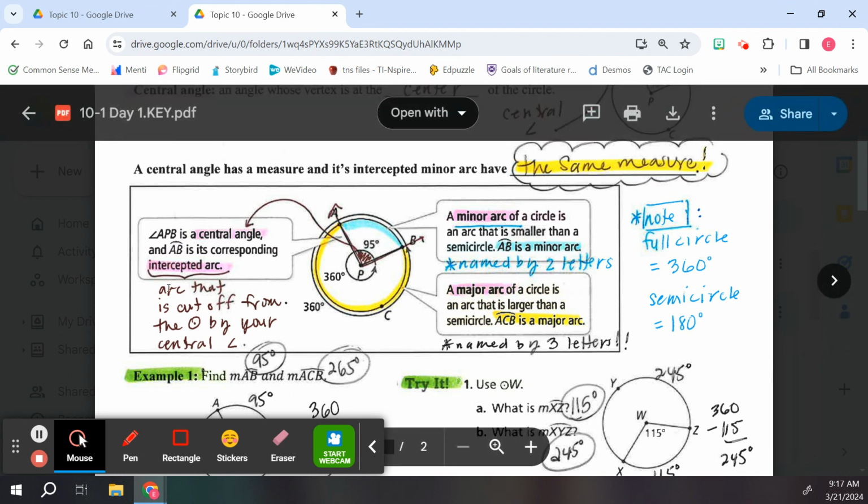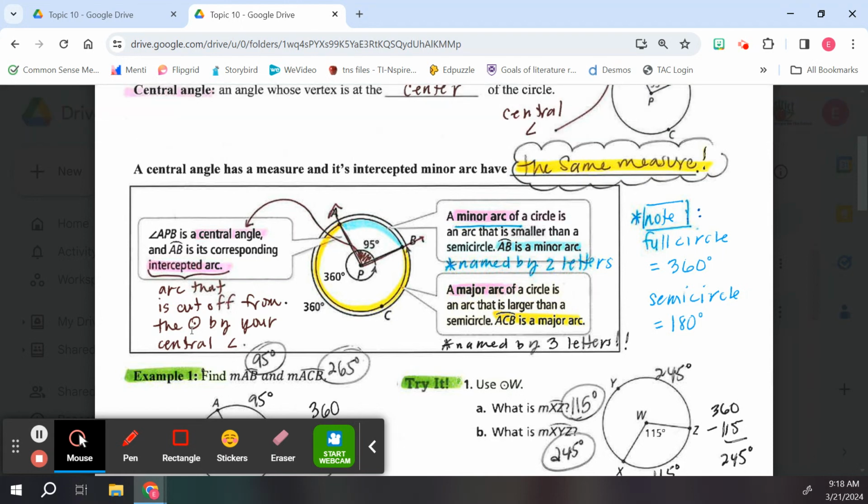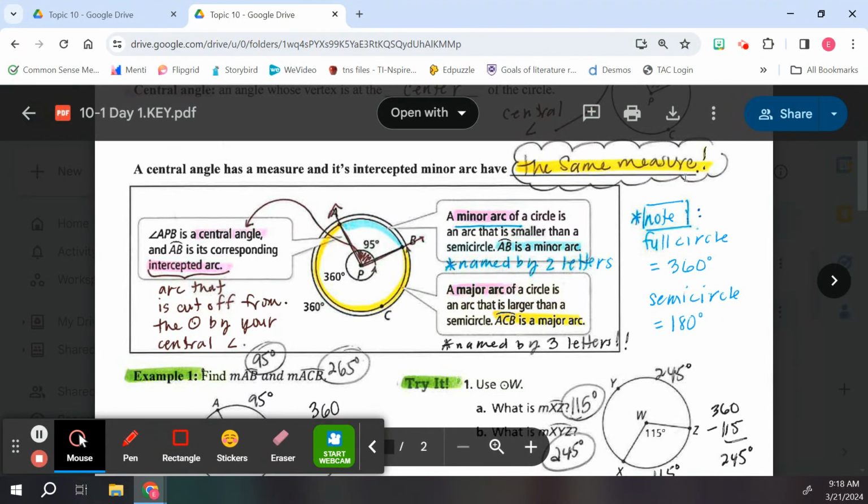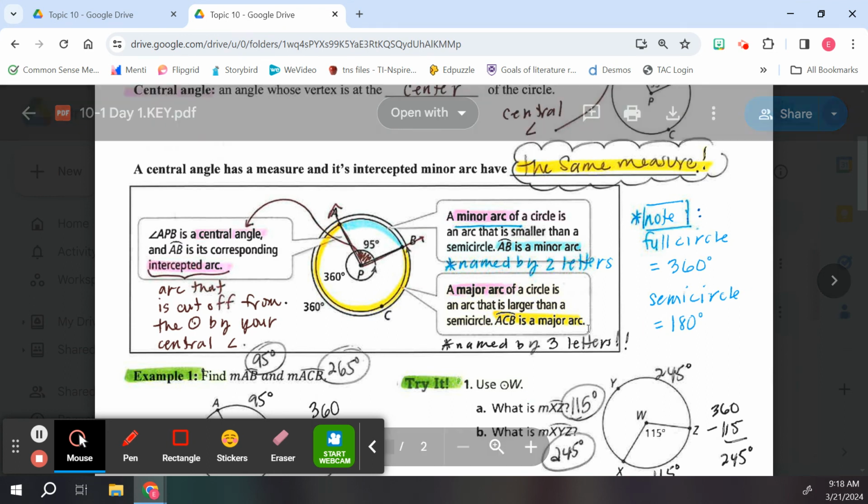This intercepted arc means that the arc is cut off from the circle by a central angle. And just a note here, a full circle is 360 degrees, a semicircle is 180. Major arcs are also always named by 3 letters.